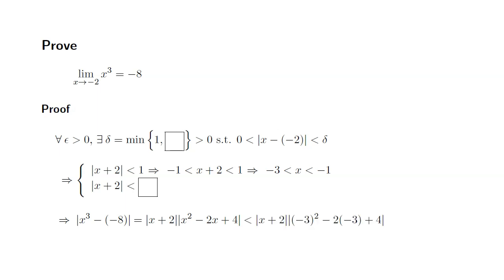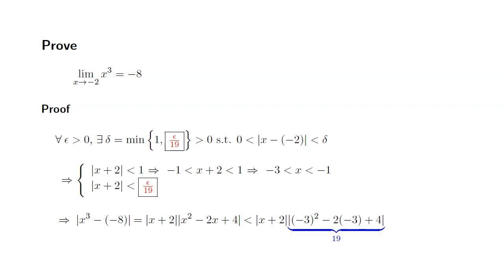It's going to be less than the absolute value of x plus 2, then plug in x equals -3 there. Right? That second factor is 19. So we know exactly what we want for delta. So delta we want to be epsilon over 19 so that we can cancel that 19 there. So we're going to put epsilon over 19 there, right?